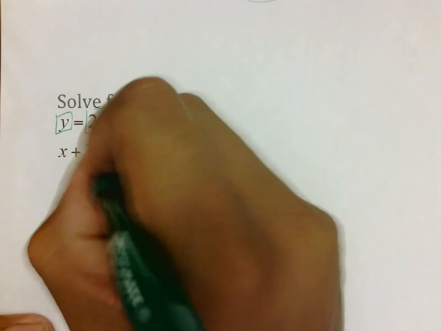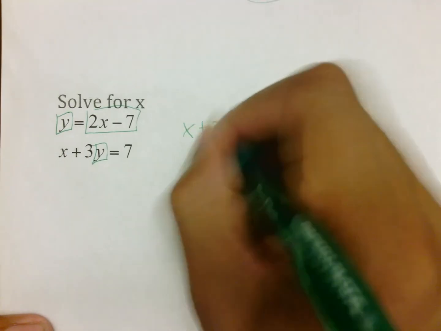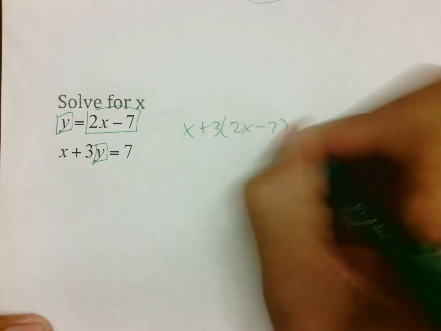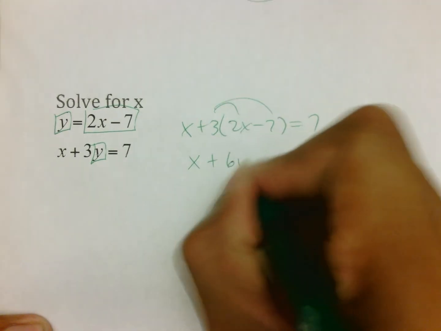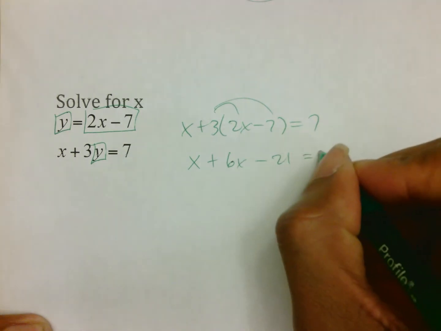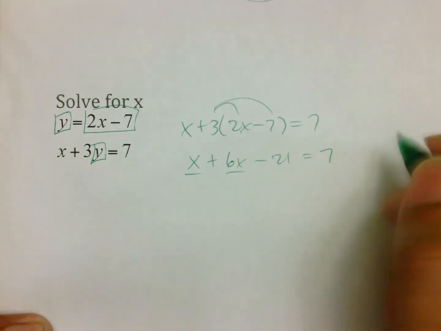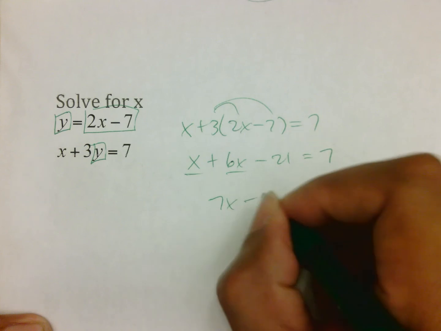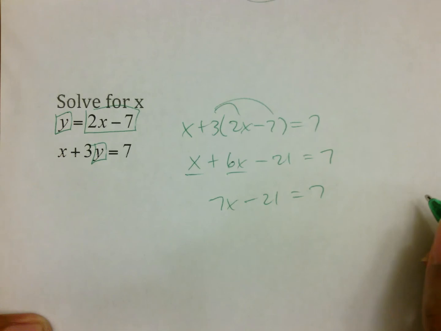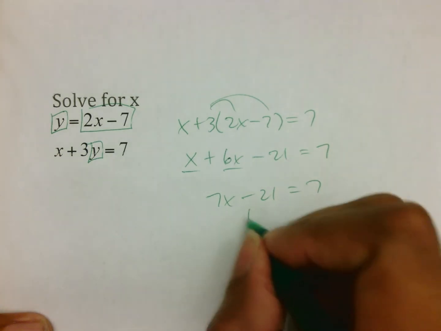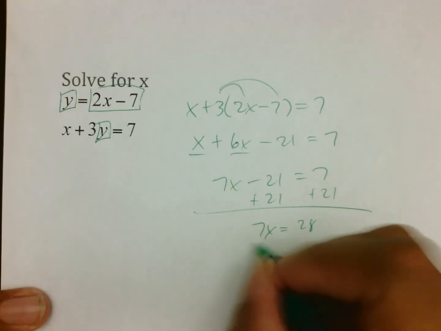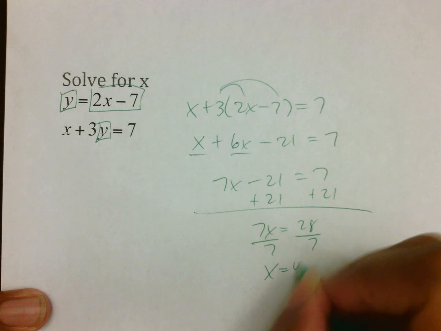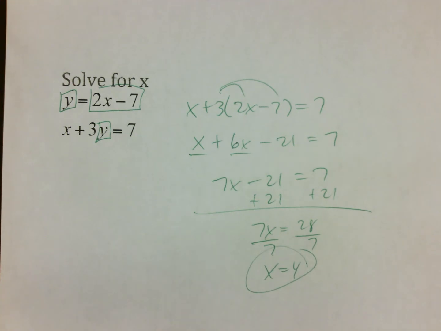Here, box and switch: x plus 3 parentheses 2x minus 7 equals 7. Distribute: x plus 6x minus 21 equals 7. Putting these two things together, you get 7x minus 21 equals 7. And again, that's what we did in the last video. Now all you're going to do is finish it off. 7x equals 28. Dividing by 7, x is equal to 4.